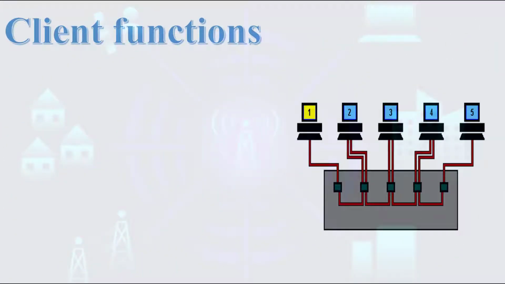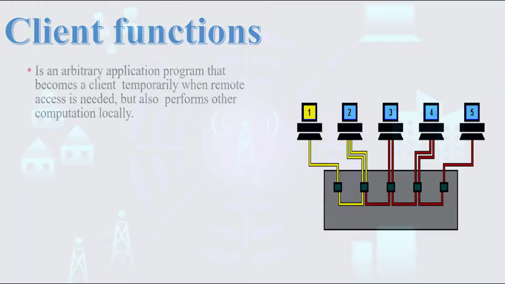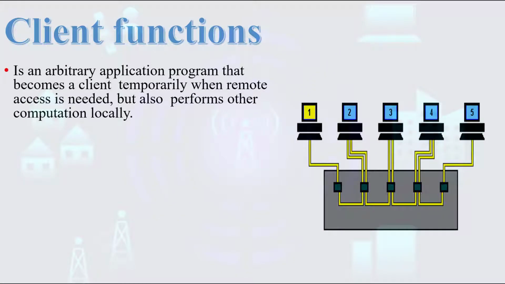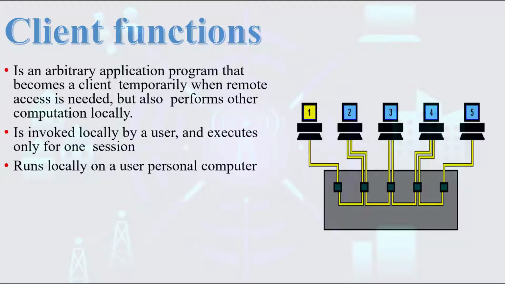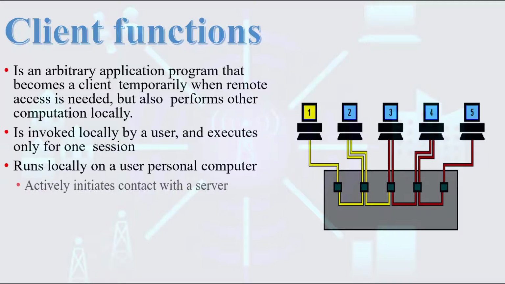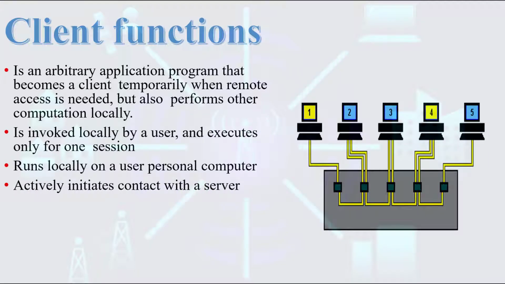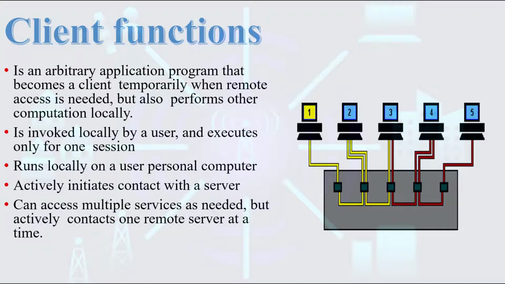A client is defined when an application requests a resource from a remote server, but the client can also perform other functions locally. Client functions are invoked locally by a user and execute only for one session. Client runs applications locally on a personal computer. The client actively initiates contact with the server to request resources. The client can access multiple services as needed, but contacts one remote server at a time.